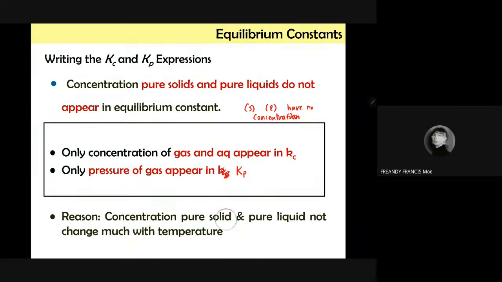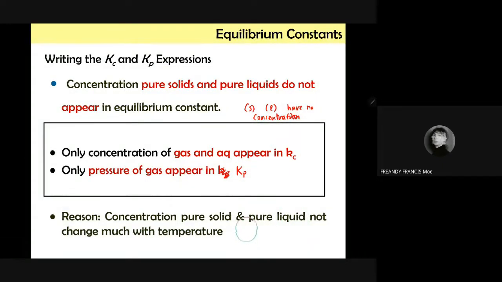Sebab satu lagi, concentration of pure solid and pure liquid do not change much with temperature. The reason here, kalau kita tengok concentration of solid kan, kepekatan tidak berubah. One way for us to look at the concentration, we look at the color. Kalau kita tengok contoh solid yang tukar jadi gas, wadah solid tu akan kekal sama walaupun makin lama solid tu makin kecil. Liquid pun sama juga, the concentration of pure liquid do not change much.